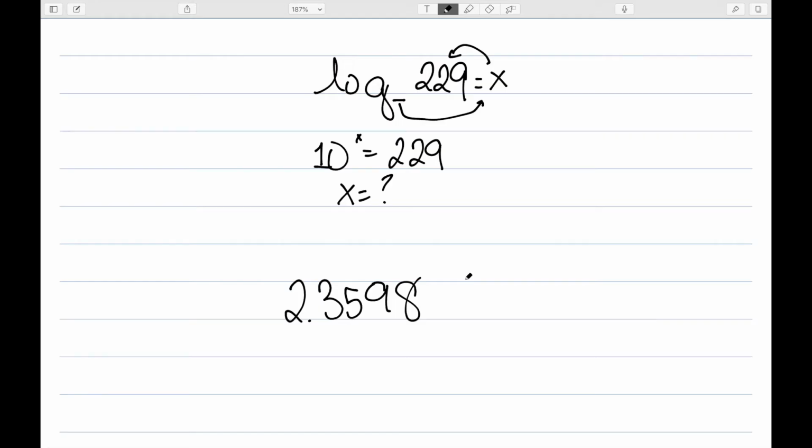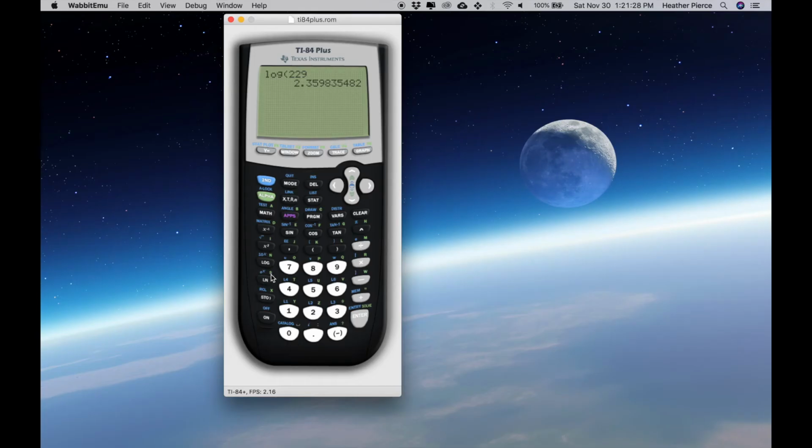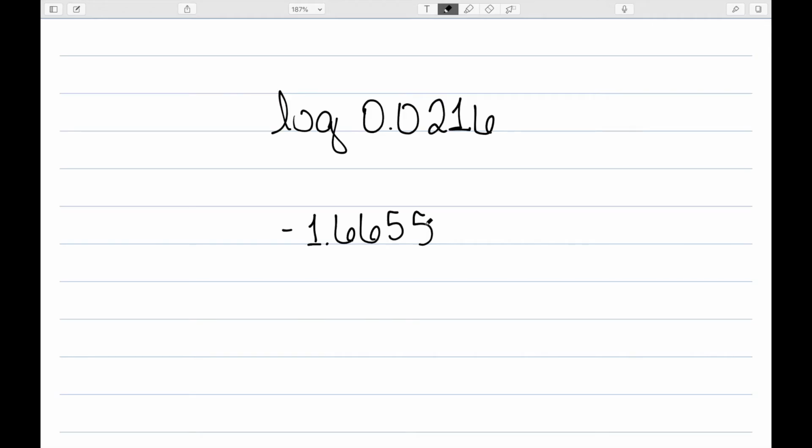Let's do another one. Here we have log of 0.0216. So let's go back to our calculator and see if we can figure this out. Here's our calculator. Once again, we want to hit this log button. And we wanted to find the log of 0.0216. Hit enter to solve. And we have our solution, -1.6655. So anytime we don't have a base, we know that it's base 10, and then we can use our calculator to evaluate these.